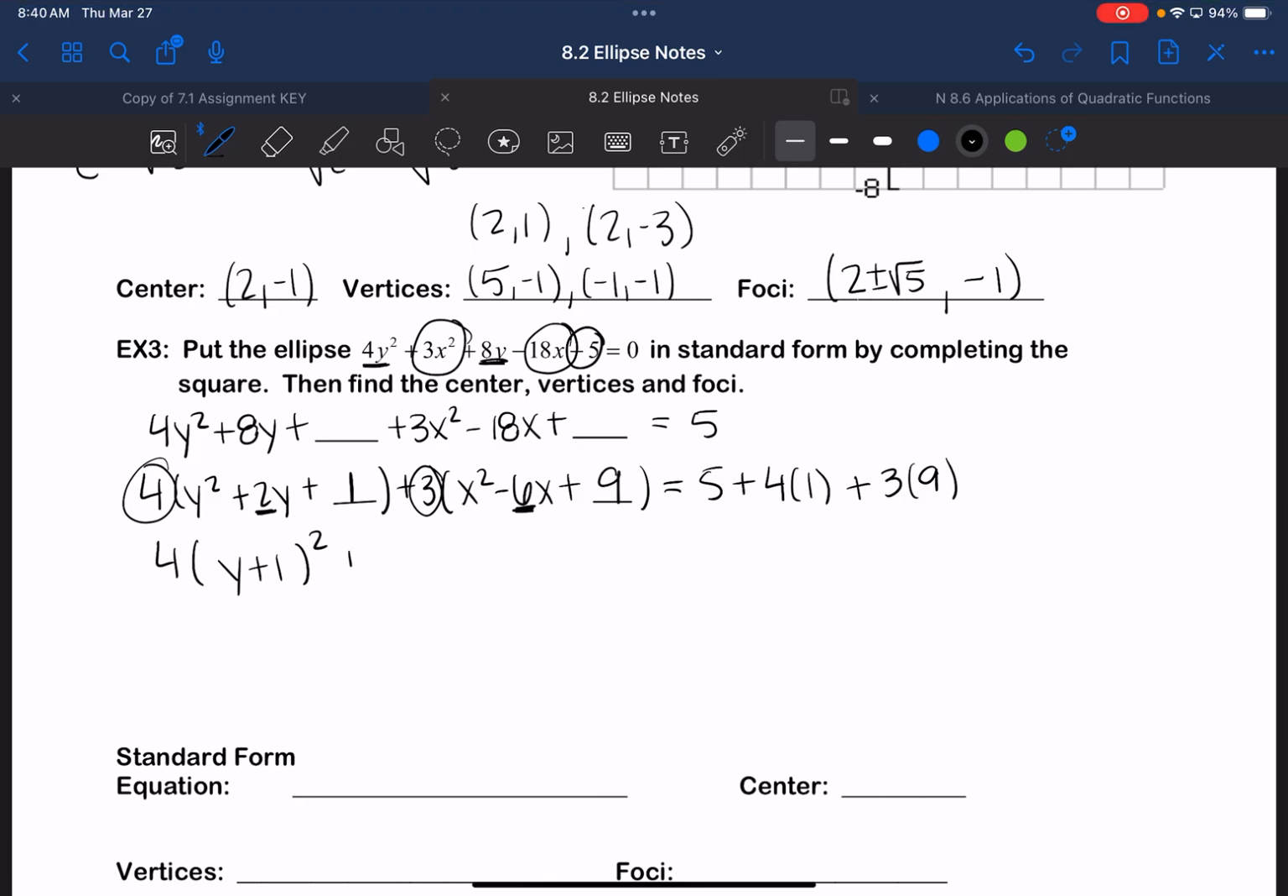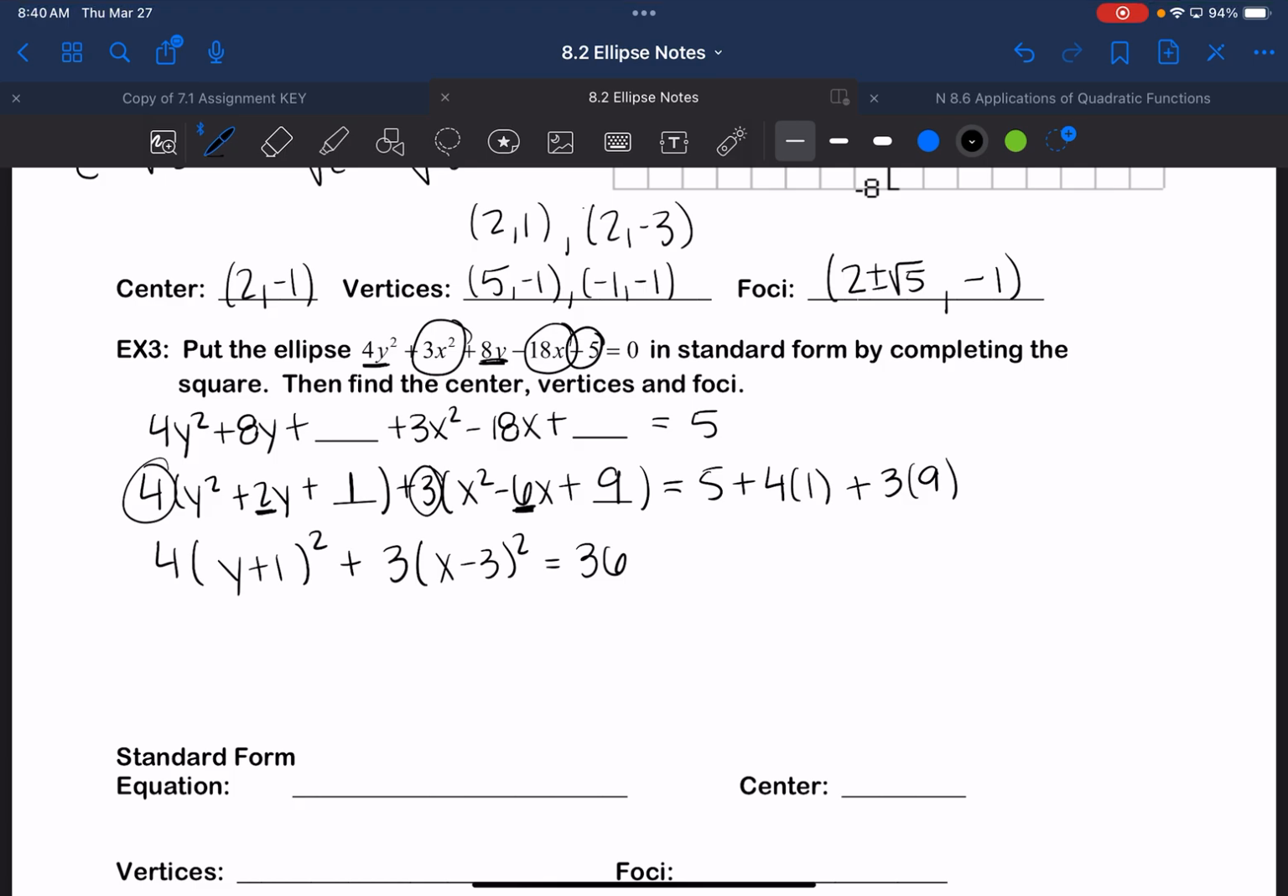Okay. Plus, we'll have 3. And what does x squared minus 6x plus 9 factor into? Good. Equals, over here we got 5 plus 4 times 1, which is 4, right? Plus 3 times 9, which is 27. So what's 5 plus 4 plus 27? 36. Good.